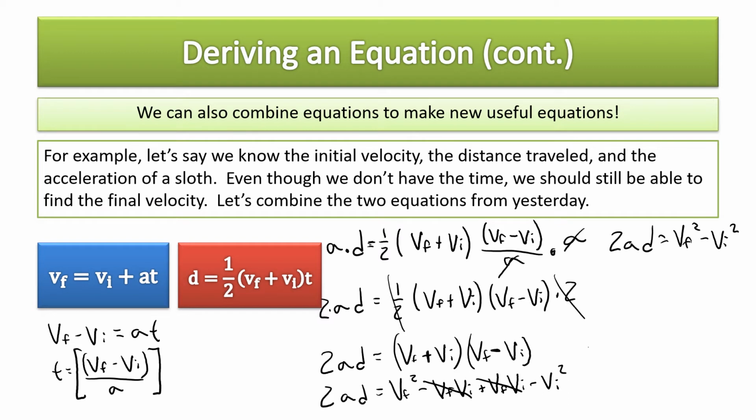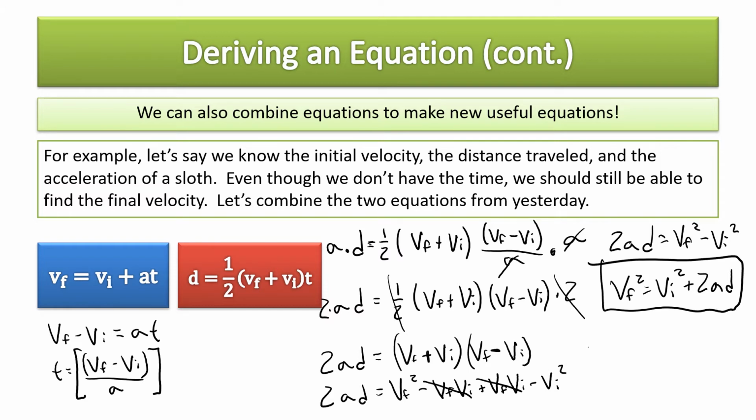But I don't like this VF minus VI squared thing. I'd rather have things be positive. So let's add VI squared to both sides, and you're left with VF squared is equal to VI squared plus 2AD. And look at that.